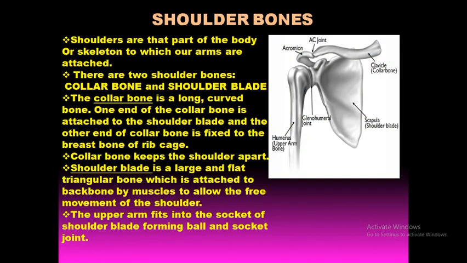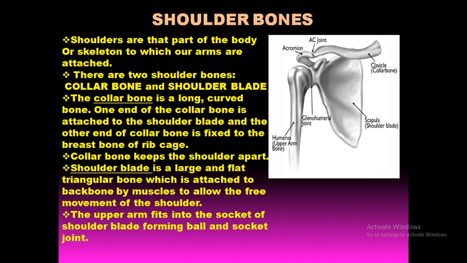The next structure is the shoulder bones. Shoulders are the part of the body to which our arms are attached. In my last video, we had already discussed how these arms are attached with the shoulder bones. So there are basically two shoulder bones. One is the collarbone and another one is the shoulder blade.